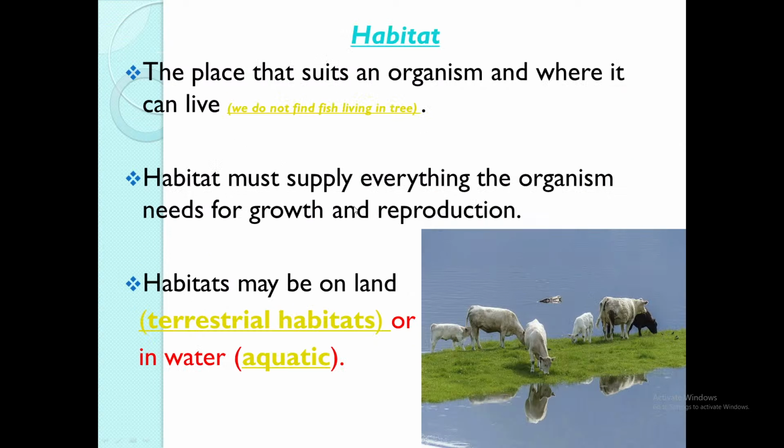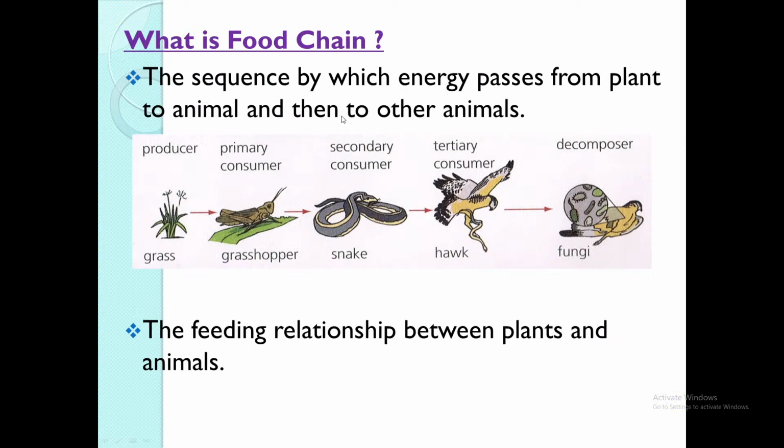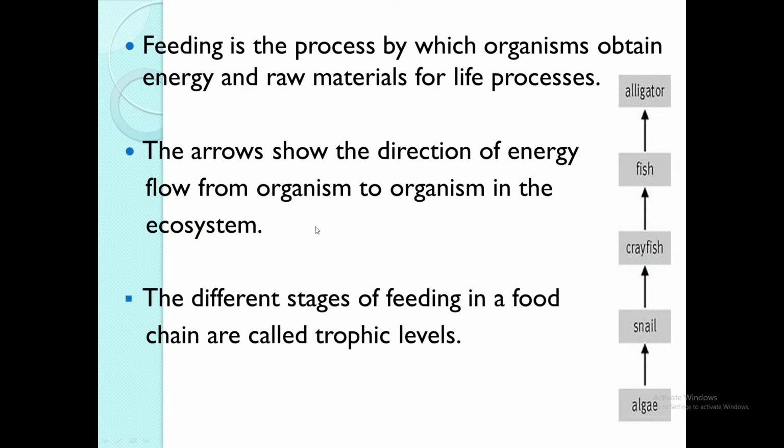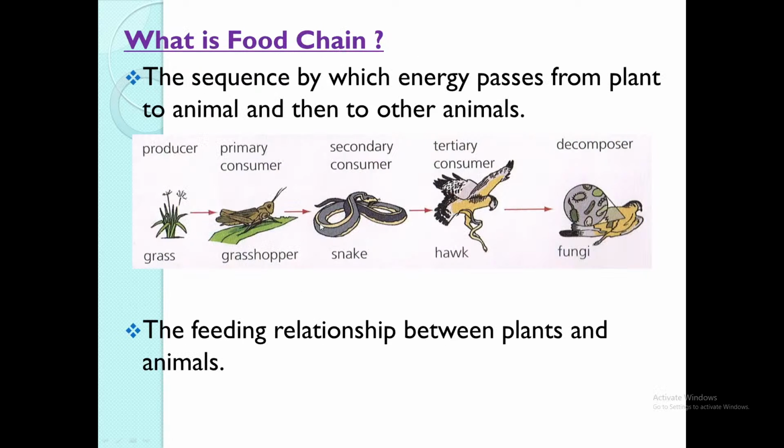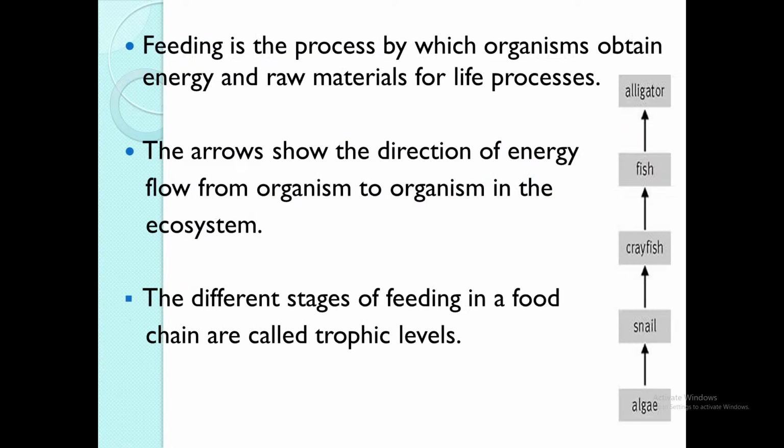All right, so in looking at where we would have stopped yesterday in terms of food chain, food chain is basically the sequence by which energy passes from plant to animal and then to other animal, and we would have looked at this food chain yesterday. Now there is another food chain on the screen.